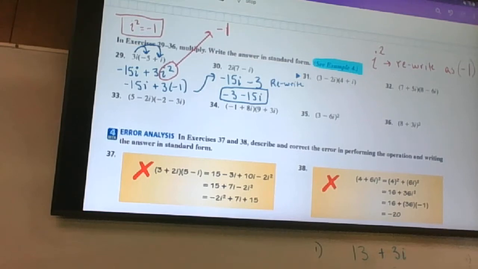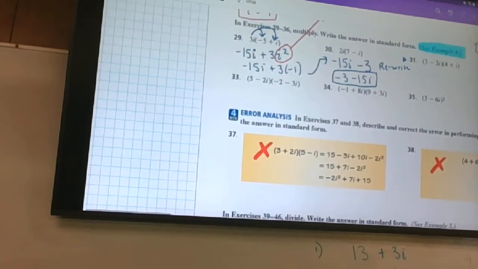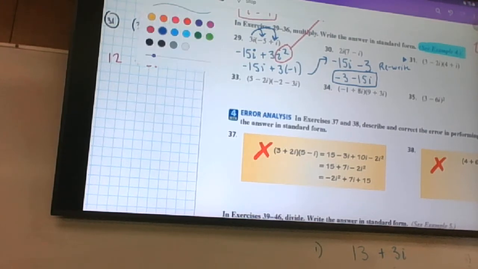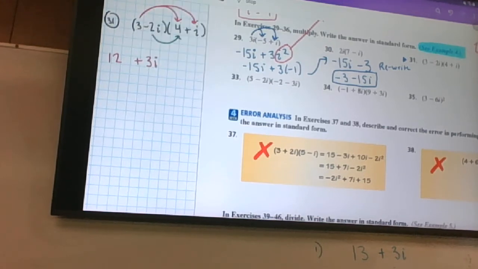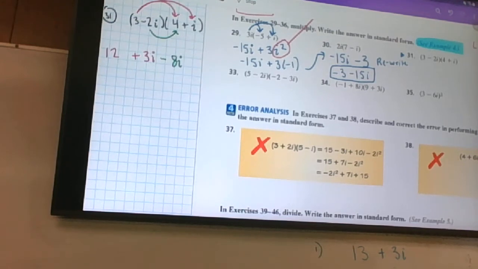Alright, 31, we're gonna FOIL. I'm gonna do it over here so I have more room. So I'm gonna do 3 times 4, 12. Three times i, 3i. Negative 2 times 4, negative 8i. Negative 2 times i, negative 2i squared. So that part was just like x, just like we've always done with an x value.